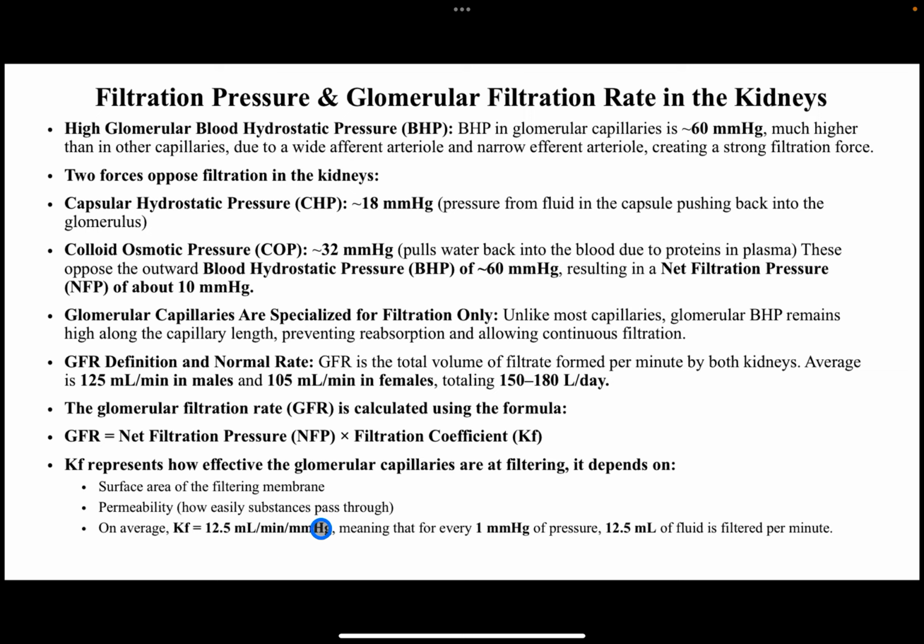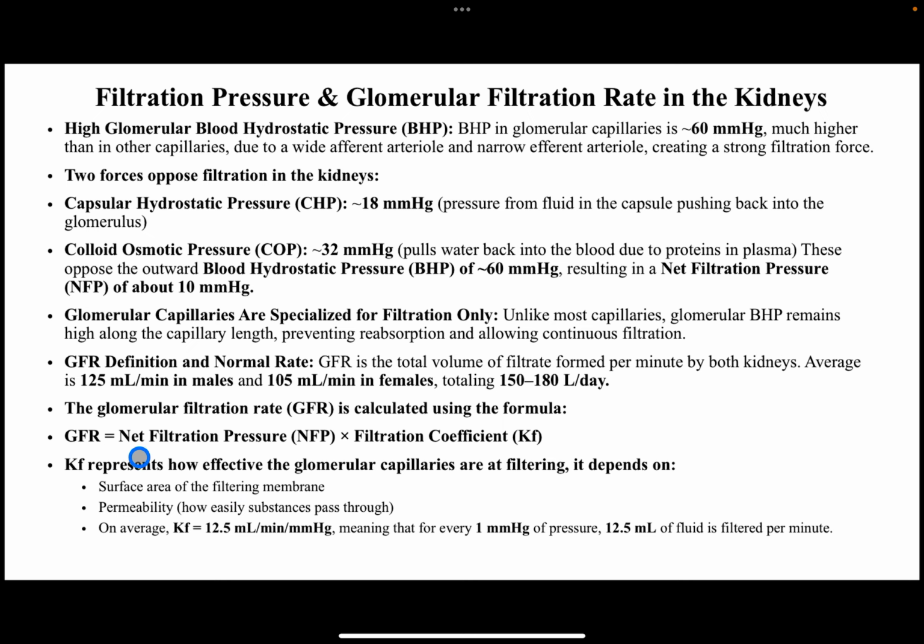The millimeters of mercury cancel the millimeters of mercury of the net filtration pressure, so the final unit is going to be mils per minute. So in calculating the glomerular filtration rate, the final unit should always be mils per minute.